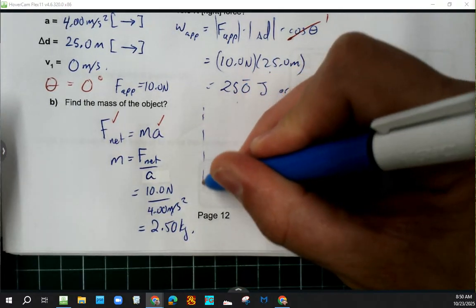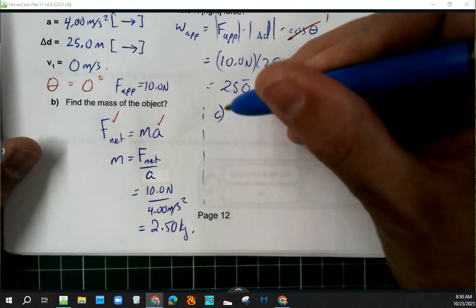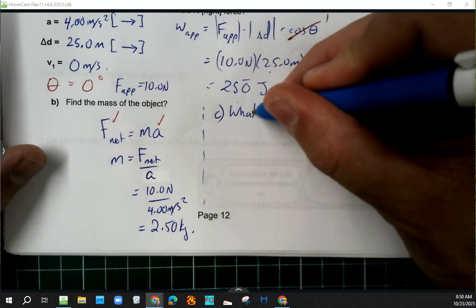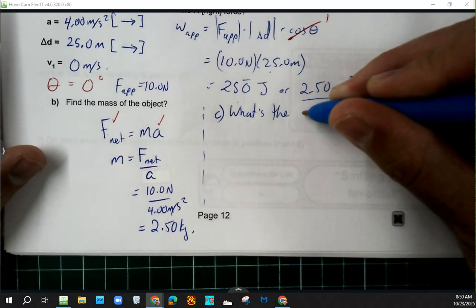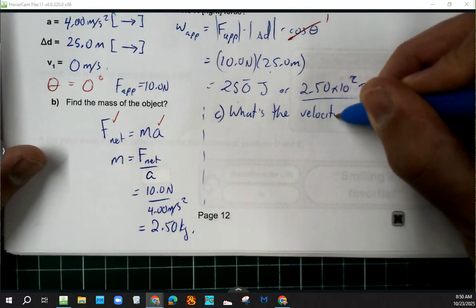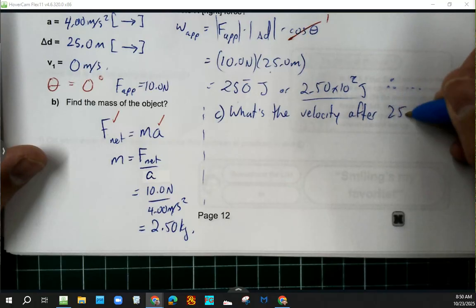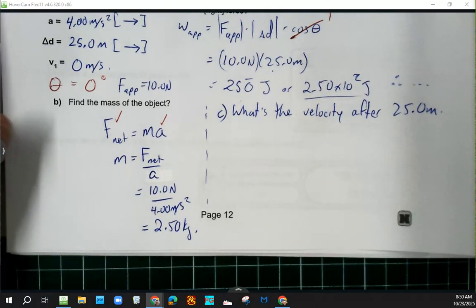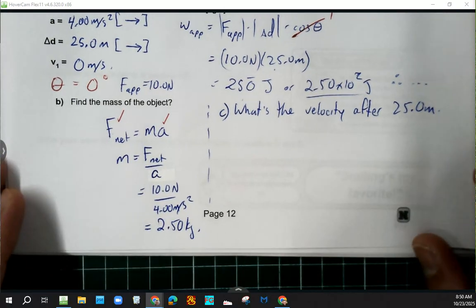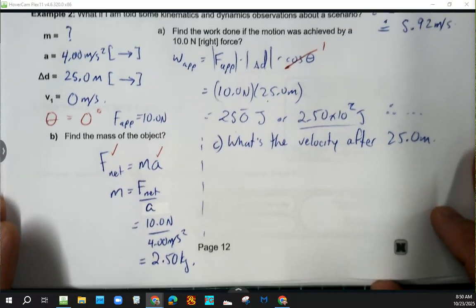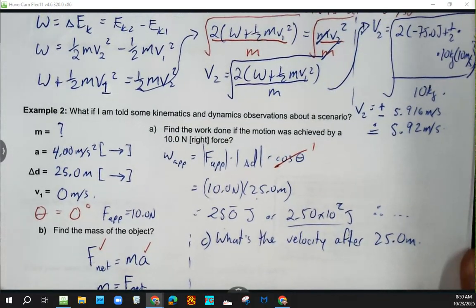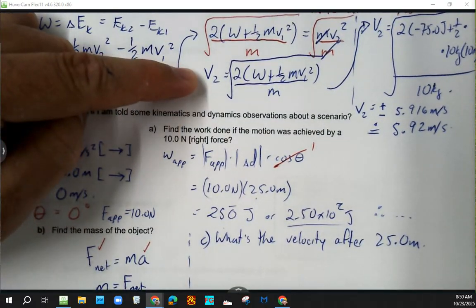I want to throw a part C onto this. What's the velocity after 25.0 meters? We could come at this the same way as we did before. Can you guys see that we could actually just use the equation that we used once before? And we could now use that generalized equation and just plug things in.